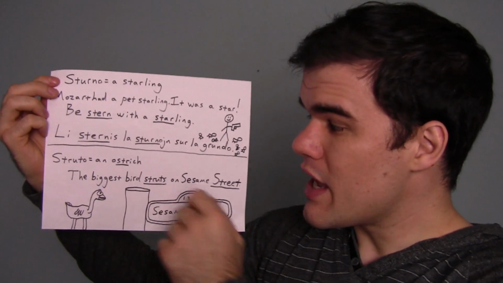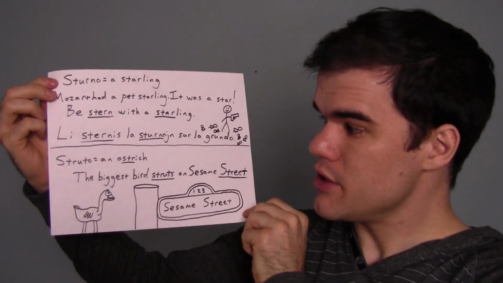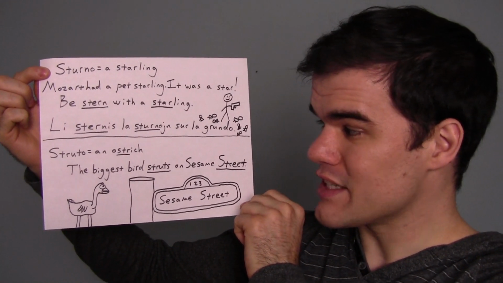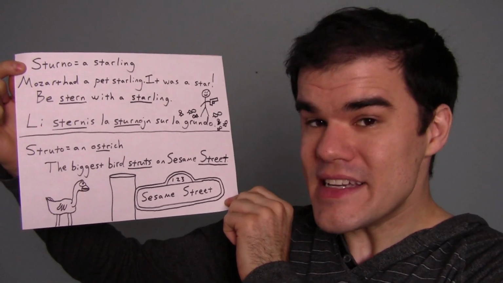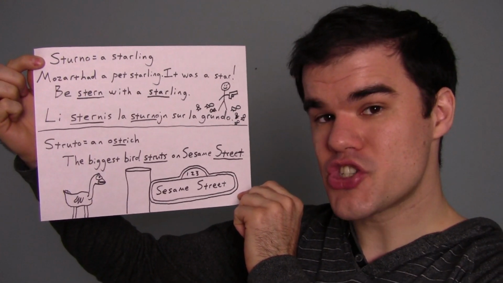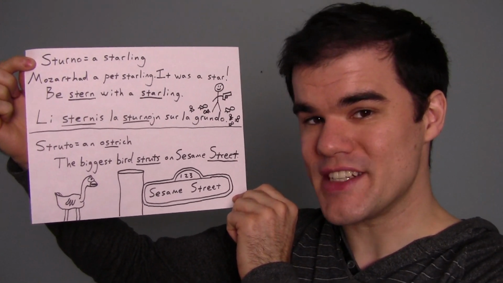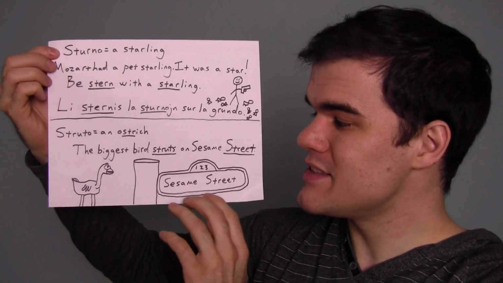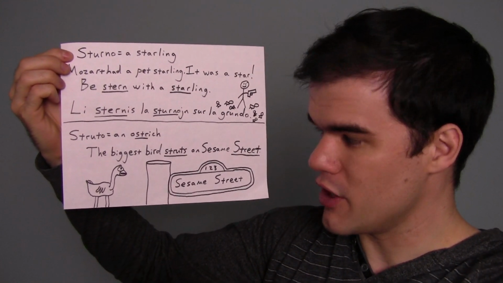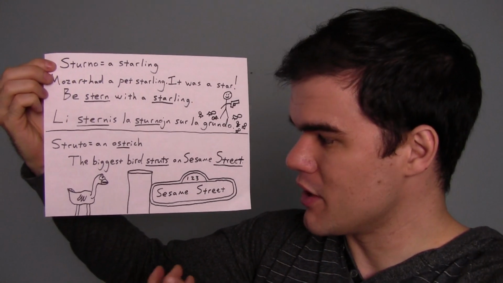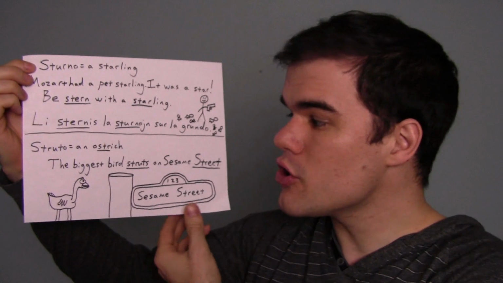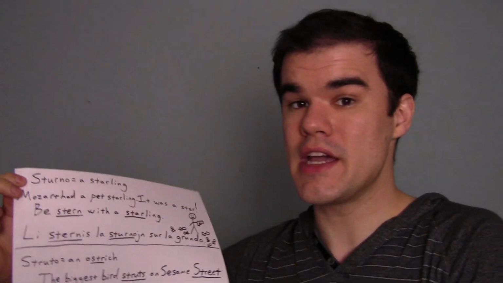Okay? Next we have struto. Also STR there. Struto is an ostrich. Notice ostrich has STR altogether. But the way you're going to remember this is the biggest bird struts on Sesame Street. So strut and street sounds like struto. That is a terrible approximation of an ostrich, but I'm not really an ostrich drawing person. So can you tell me how to get to Sesame Street? Struto on Sesame Street, the big bird.